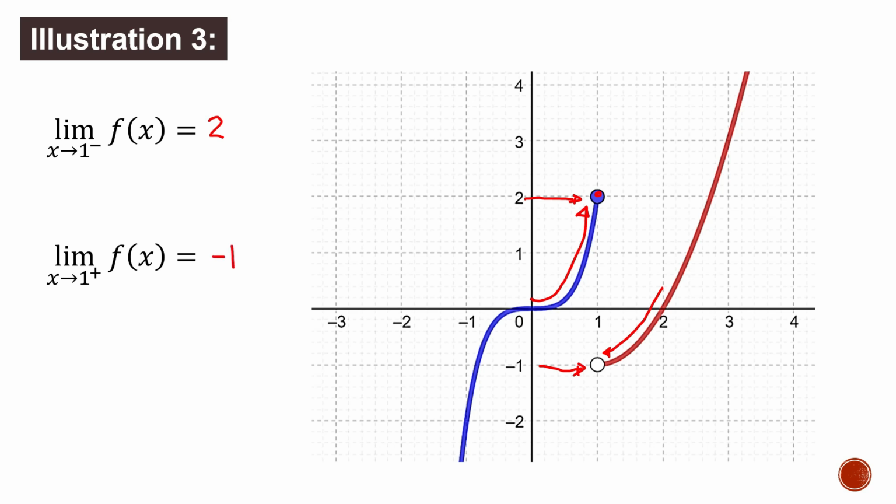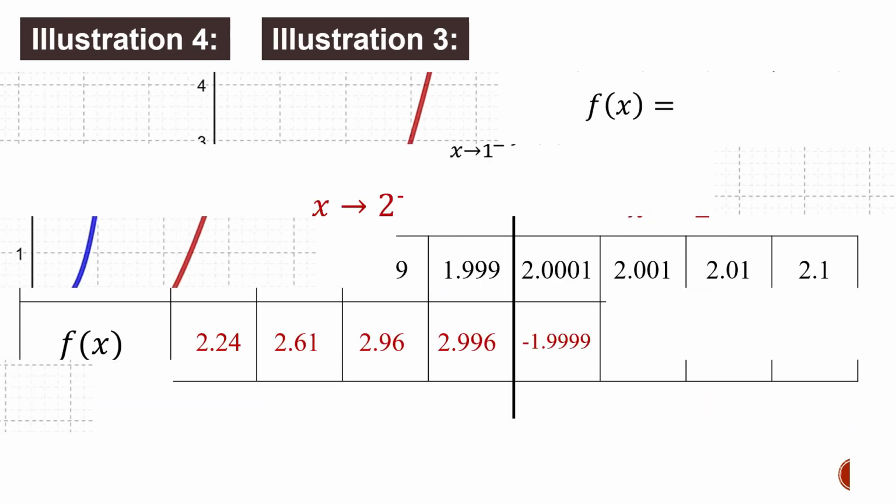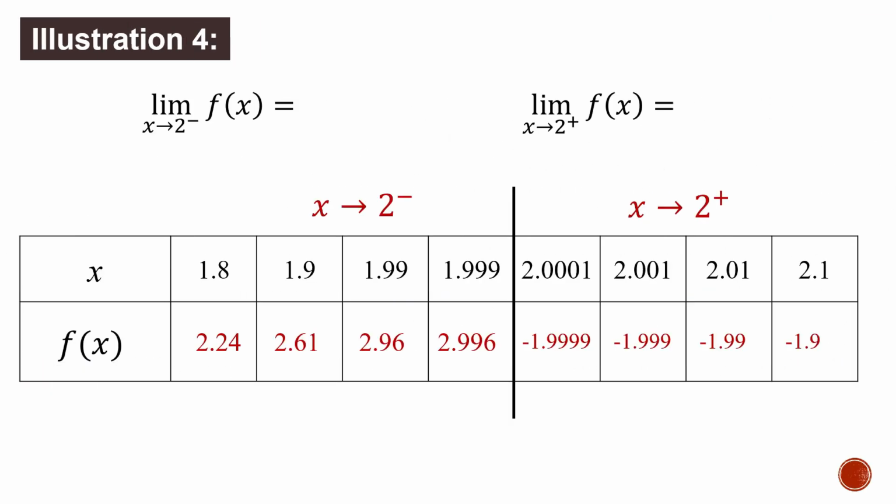And here in illustration number 3, as you can see, the left-hand limit and the right-hand limit are different. All right, let's go to illustration number 4. This is the last illustration, and then after this, I'll give you some problems about one-sided limits. Okay, so what is the limit of f of x as x approaches positive 2 from the left? Let's focus on that first. And here this is 2.24 if x is 1.8. And as you can see, the numbers here are increasing, and I think it's getting closer and closer to the number 3. So this is 3.